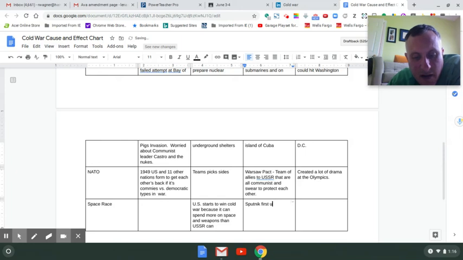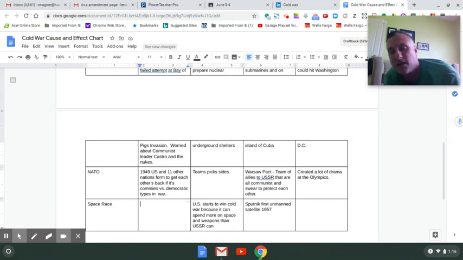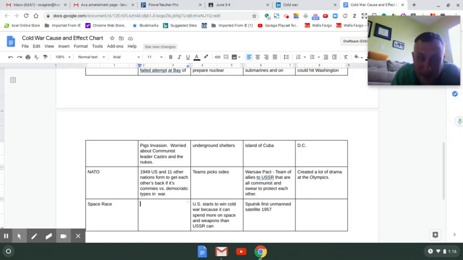First unmanned satellite. I think it's in like 57. 1957. You could look that up in the same slideshow. And then the U.S. answer was, not only are we going to put a satellite up, but we've got to go big or go home. So by 1969, land the first man on the moon.